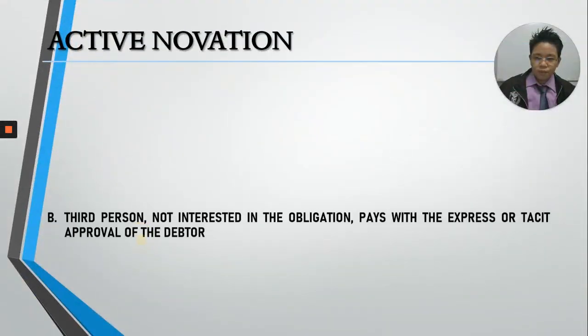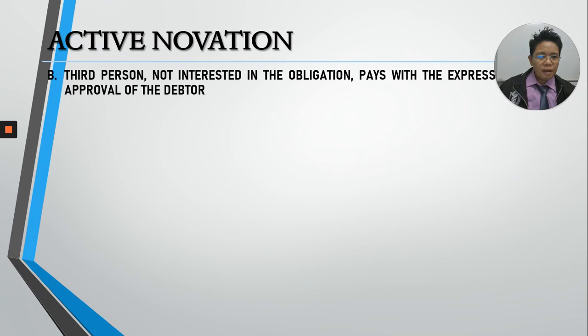What else? Number 2, third person who has no interest in the obligation pays with the express or tacit approval of the debtor. So, this is 1237, case of legal subrogation, which we have already studied. Now, debtor owes creditor, third person pays creditor with the consent of the debtor. Remember, because the debtor consents, itong third person will be subrogated into the rights of the original creditor. And as to the debtor, he will become the new creditor. He will have the right of reimbursement plus a legal subrogation. Reimbursement to any amount that is paid by the new creditor.